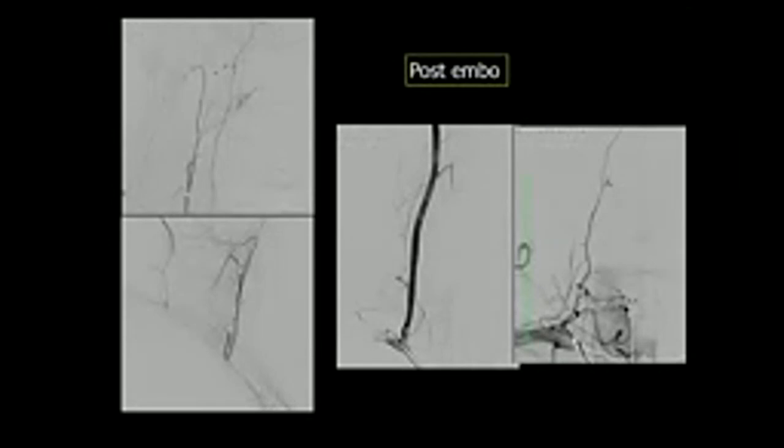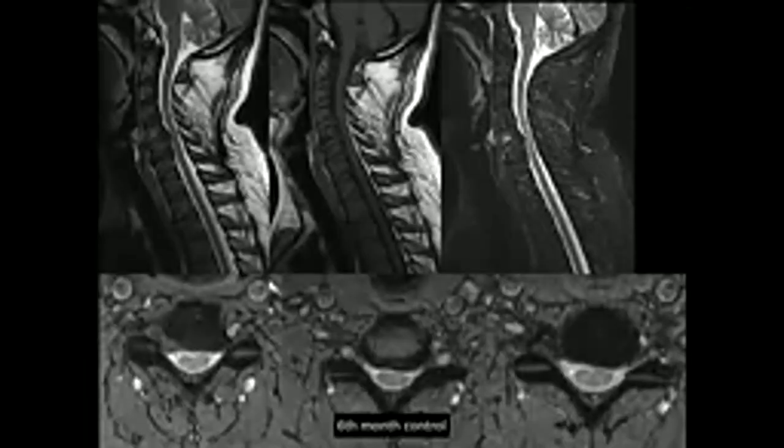And that paraspinal or extraspinal malformation is really easy to treat. This is the follow-up. The only thing, don't forget that these are static images. That's why you need to take care of the vein and artery at the same time.